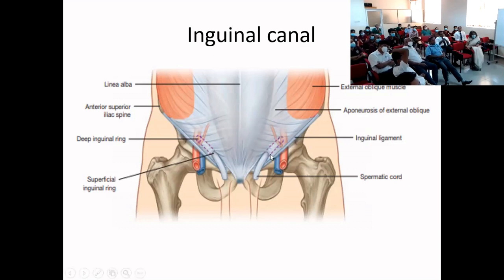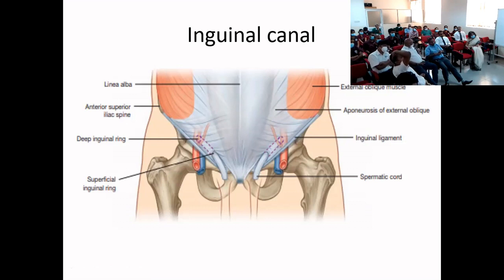Oblique canal. So now you said it has the contents to survive the testes, right? So the spermatic cord, and its blood supply and the nerves. What are the nerves inside the inguinal canal? There are 3 nerves.